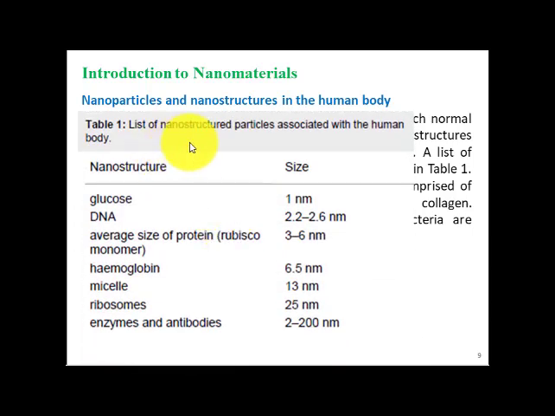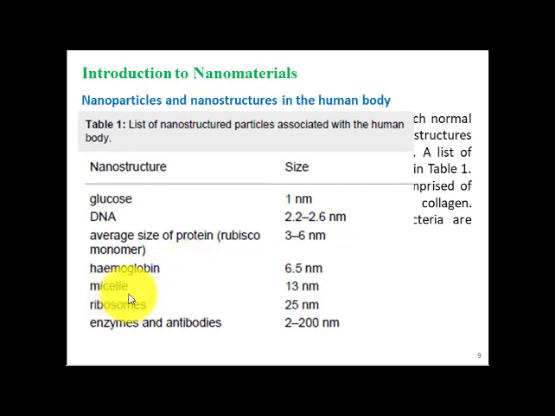This is the table where is the list of nanostructured particles associated with the human body. These are the nanostructured particles and this is their size. We can see the glucose, its size is 1 nanometer, so it means glucose is present in simple molecular form in our body. DNA, its size is 2.2 to 2.6 nanometer. Average size of protein, Rubisco monomer, this is the monomer, the simplest protein, it is 3 to 6 nanometer in size. Hemoglobin size is 6.5 nanometer. Sometimes it is said it is 10 nanometer in size.